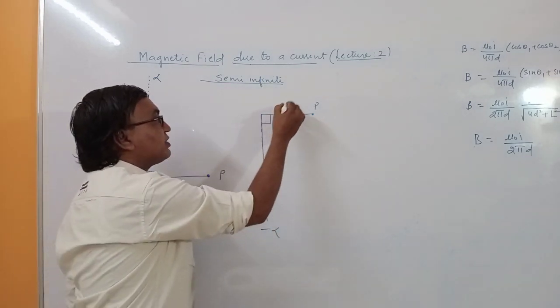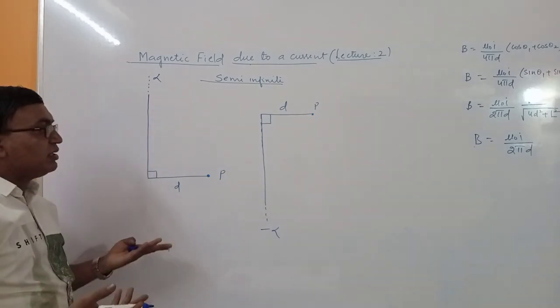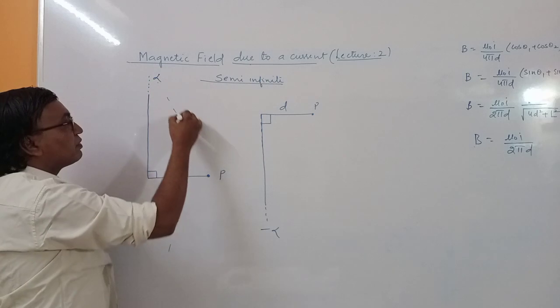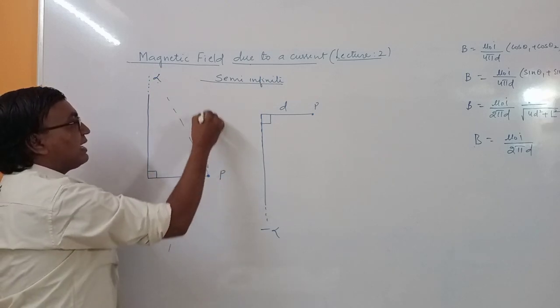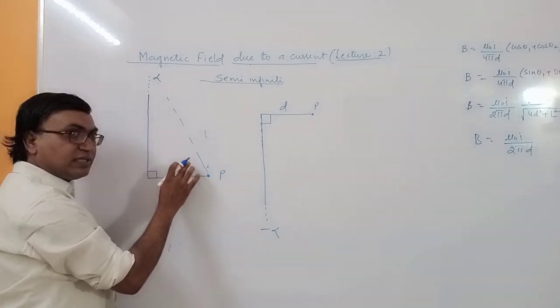So at a distance of d. So this is going to infinity, this is going to infinity. So in this case theta 1. So this will become parallel. So theta 1, sorry, we have considered this as theta 2.